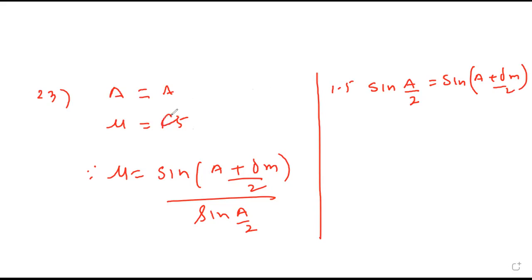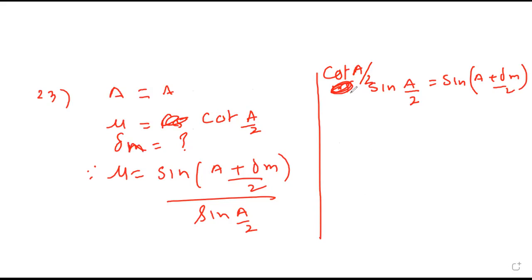It is cot A by 2. This one. Cot A by 2. Just write down that value which is given. A is A, mu is cot A by 2. Then prove that delta M is 180 minus 2A.